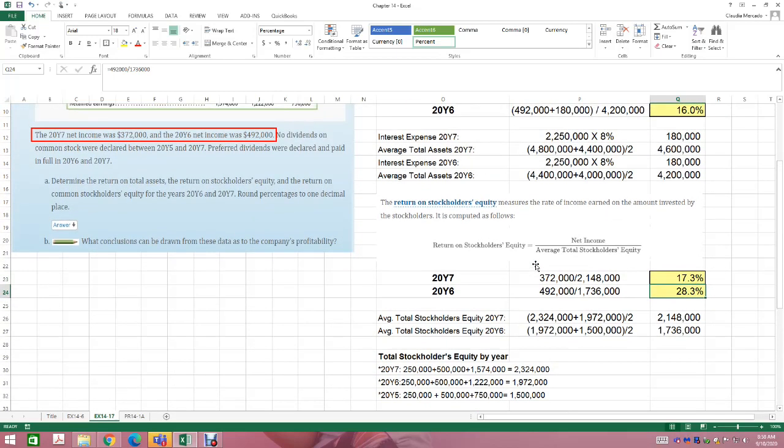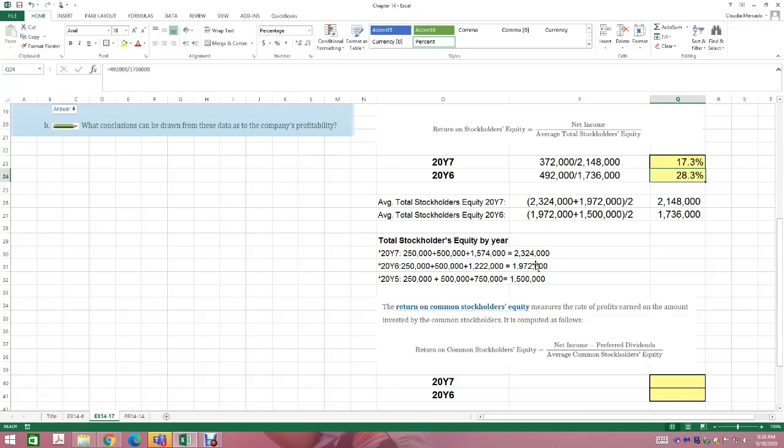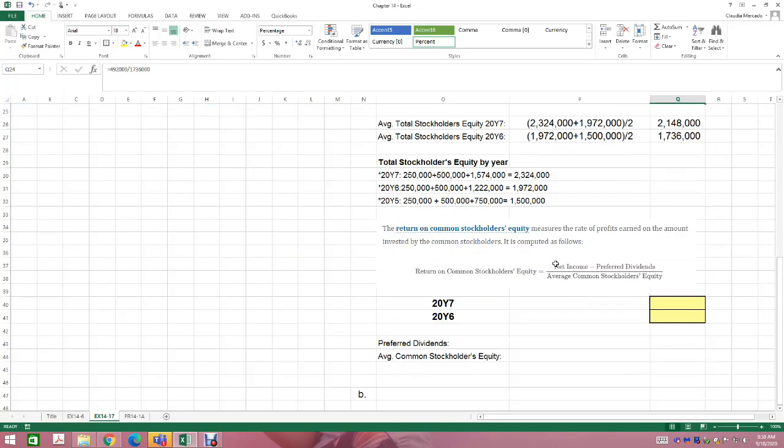The last ratio that they're asking us to do is the return on common stockholders' equity. The return on common stockholders' equity measures the rate of profits earned on the amount invested by the common stockholders, and it is computed as follows. Return on common stockholders' equity equals your net income minus your preferred dividends over your average common stockholders' equity. So, there are 2 components here that we don't know: the preferred dividends and the average common stockholders' equity.